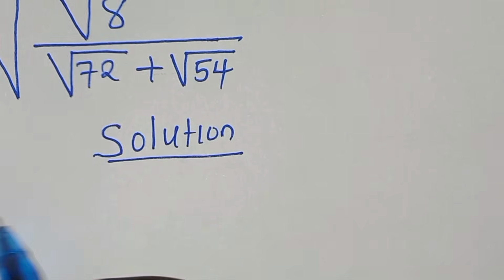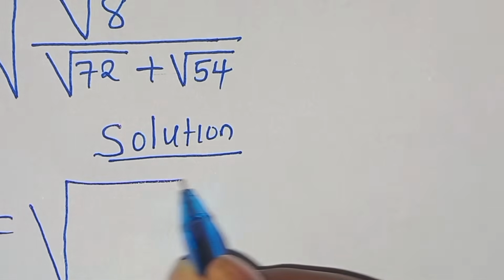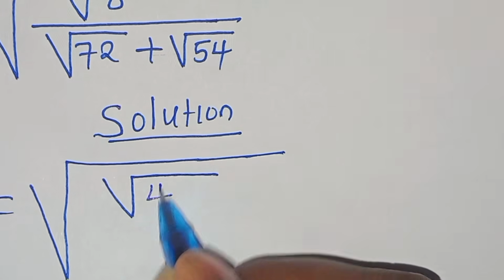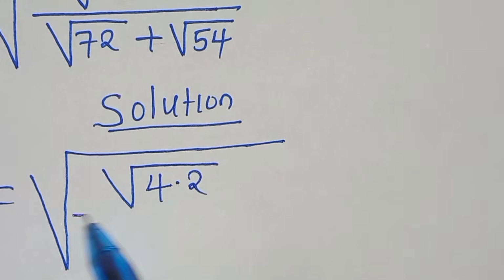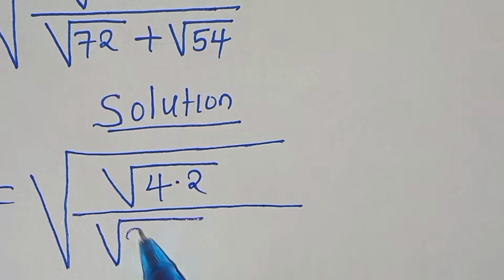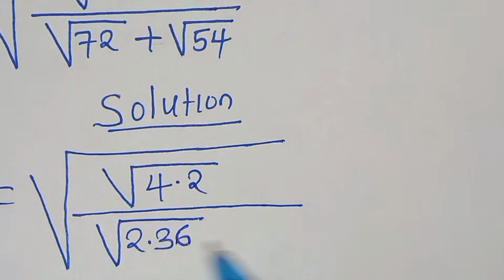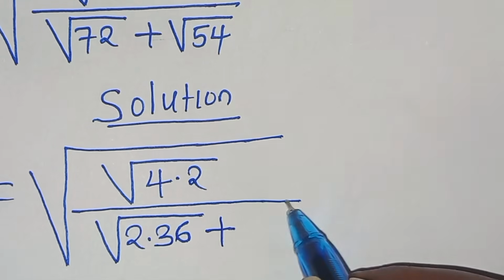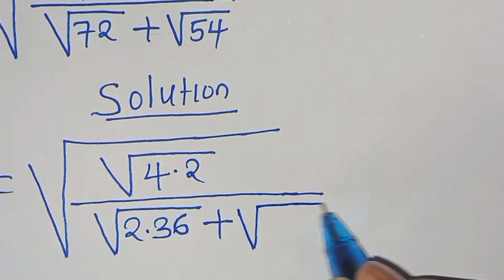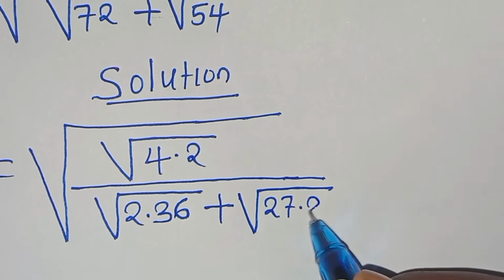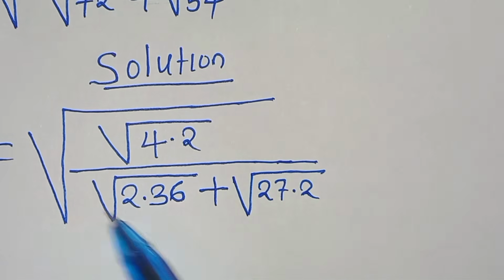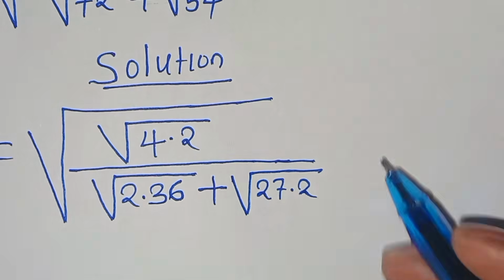Now, here we have the square root of 8, which we can express as square root of 4 multiplied by 2, then divided by square root of 72. This can be expressed as square root of 2 multiplied by 36, and then plus we can express the square root of 54. This is the same thing as square root of 27 multiplied by 2. Now we have that the square root of 4 times 2, square root of 2 times 36, as well as square root of 27 times 2.